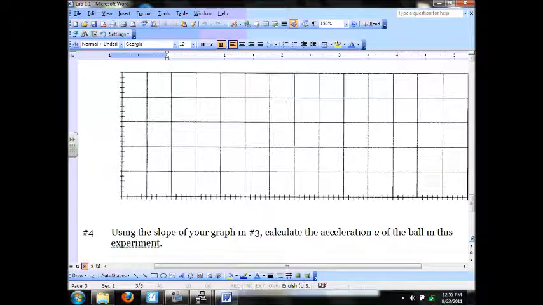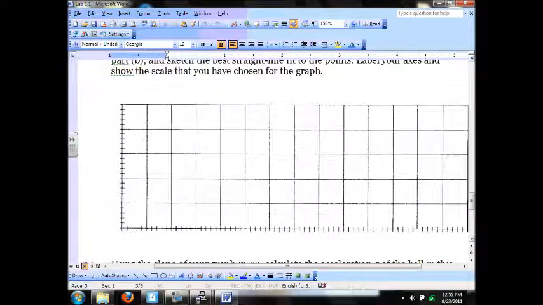And then what would the slope represent? What does the slope represent? It's on the paper. Good. Slope is rise over run, right? If I do rise over run, meters over second squared, that's going to represent acceleration. That makes sense? All right.